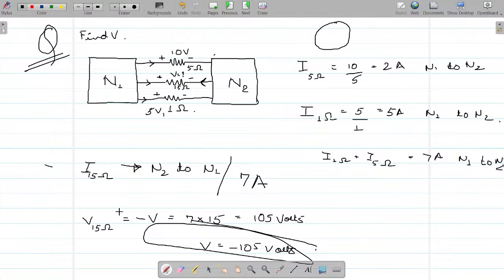We are done with equipotential nodes. Yes, we are done with equipotential nodes. So tomorrow we'll have more or less only numericals. Okay?